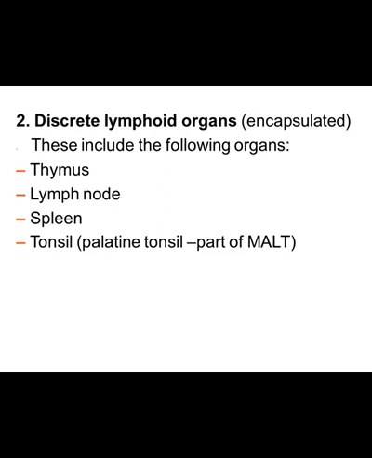Now the second, discrete lymphoid organs, which are encapsulated. These include the following organs: number one, thymus, lymph node, spleen, and tonsil. Tonsil is partially encapsulated, so here it is shown that it is a part of the MALT.